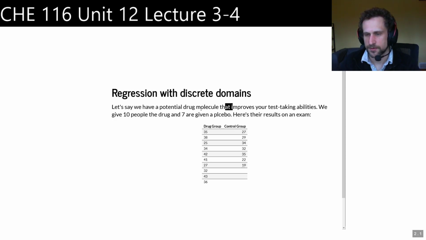This sounds great as some kind of drug we can take to do well on our final exam. So you might set up your experiment to give 10 people the drug and 7 people are given the placebo. Why 10 and 7? One of the most common things that happens in drug trials is that people drop out of drug trials. So maybe you had 10 and 10, but 3 people dropped out.